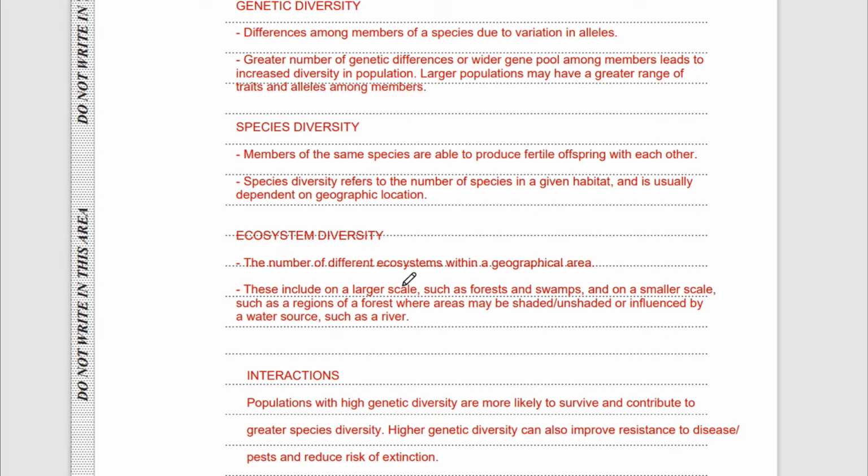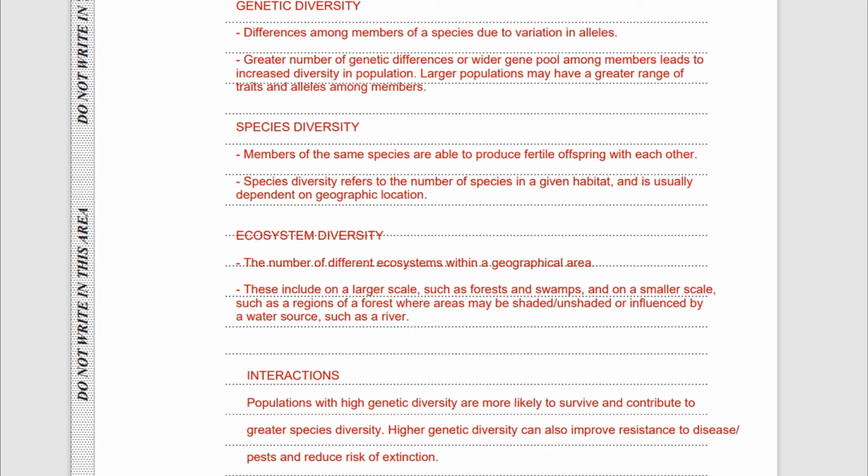So it also includes larger scale ecosystems like forests, deserts, swamps, but also on a smaller scale within those macro systems. So within a swamp or a forest, you could have shaded areas, unshaded areas, parts that have water, parts that don't have water, parts that are influenced by a water source such as a river and so on, right? So ecosystem diversity now is just the amount of ecosystems in that general area.